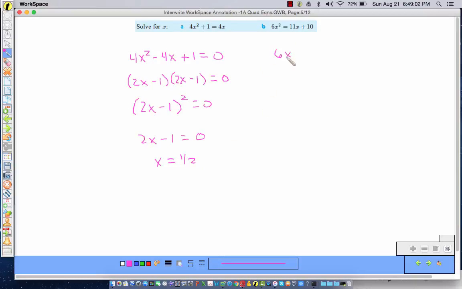For this one, I subtract 11x and I subtract 10, okay? And I can factor those pretty simply. I don't care how you factor it.